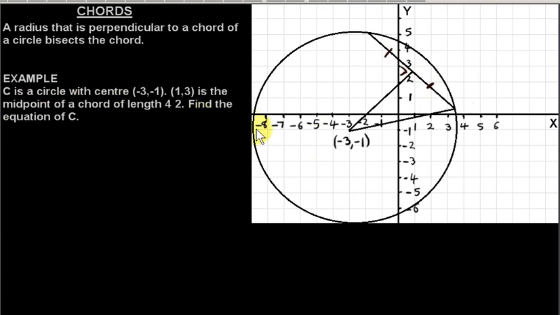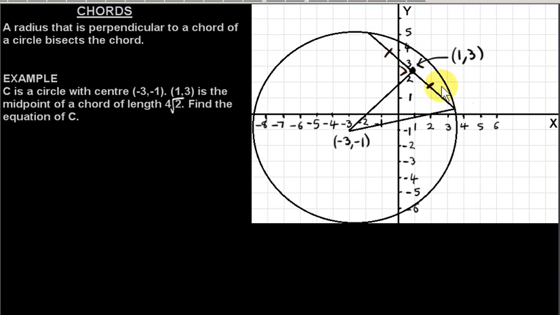C is a circle with center (-3, -1). (1, 3) is the midpoint of a chord of length 4 root 2. Find the equation of C. So here is the circle centered at (-3, -1). Here is a chord of length 4 root 2. The midpoint of the chord has coordinates (1, 3).